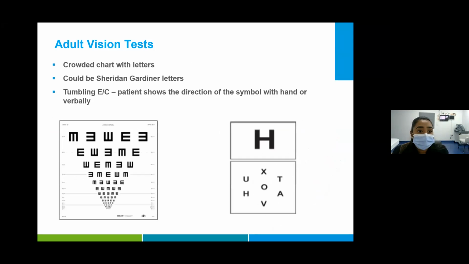So for adults, you generally tend to use a crowded chart, which is a little bit more reliable. It could be Sheridan Gardner letters, which is in the picture here, that kind of subset of letters. It could be the tumbling E's or the C's, so the patient would then show the direction of the symbol with their hand or verbally say left, right, up, down. This is quite commonly used here as well with patients who speak Arabic and are not very familiar with their letters.